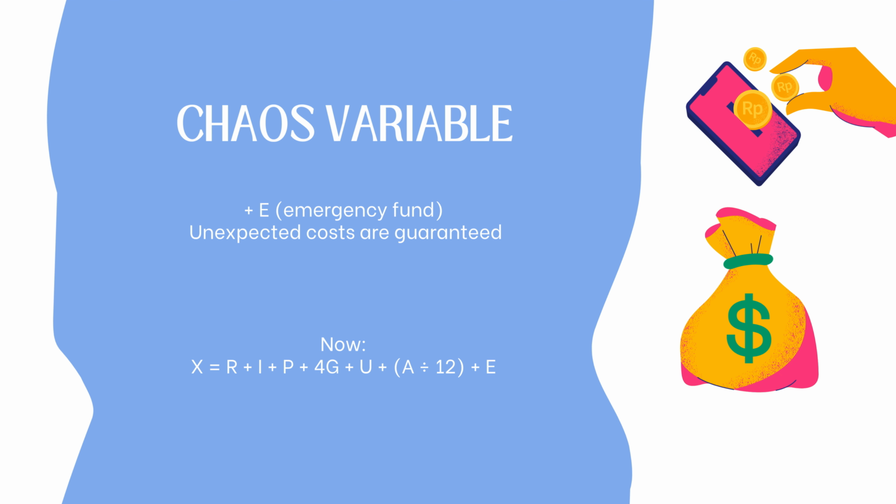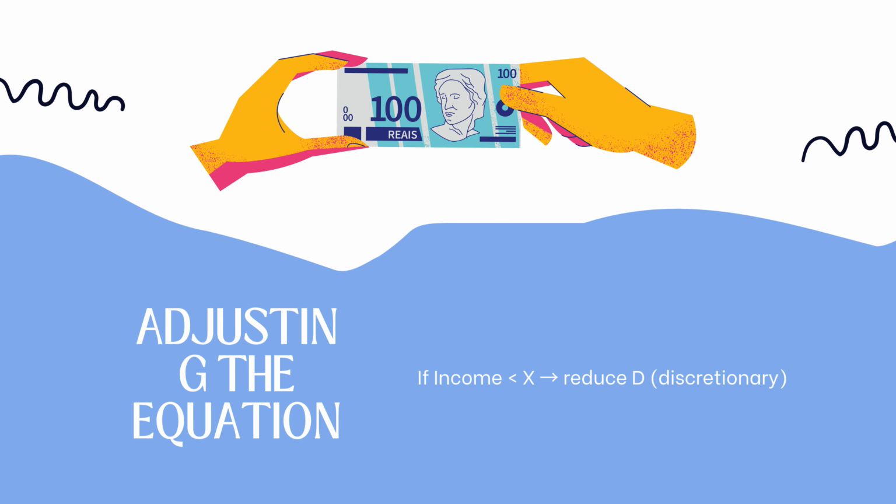But what if the equation doesn't balance? Then we adjust. D equals discretionary spending. If income is less than X, you must reduce D until income is greater than or equal to X. This is the moment of truth, not emotional, mathematical.